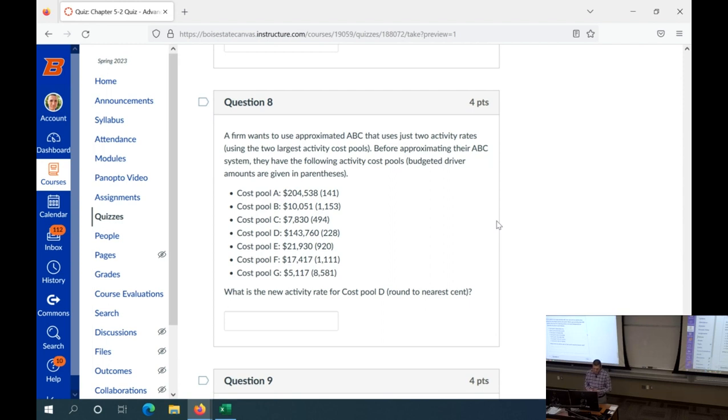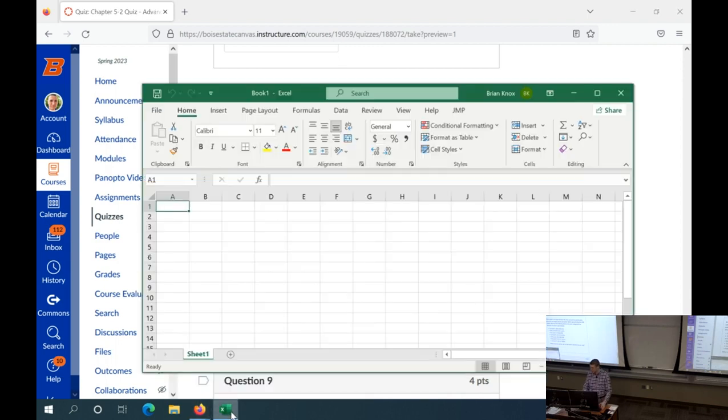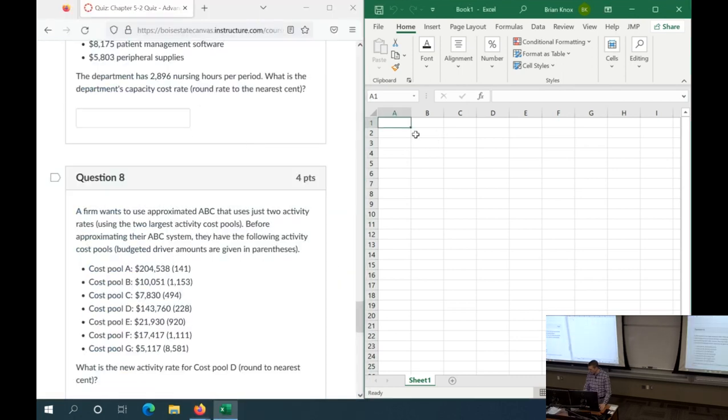Okay, so this problem here uses approximated ABC. Do you want me to go through the whole thing? Is that good? Yeah, that's fine. Your question is probably very specific to getting the activity rate compared to getting the activity cost pool at the very end there. But just as a quick mental rep, in case it helps anybody who has a question about the first part, let's go through the whole thing here. I don't think it'll take terribly long. So we have A, B, C, D, E, F, G, and an approximated ABC question to rate.